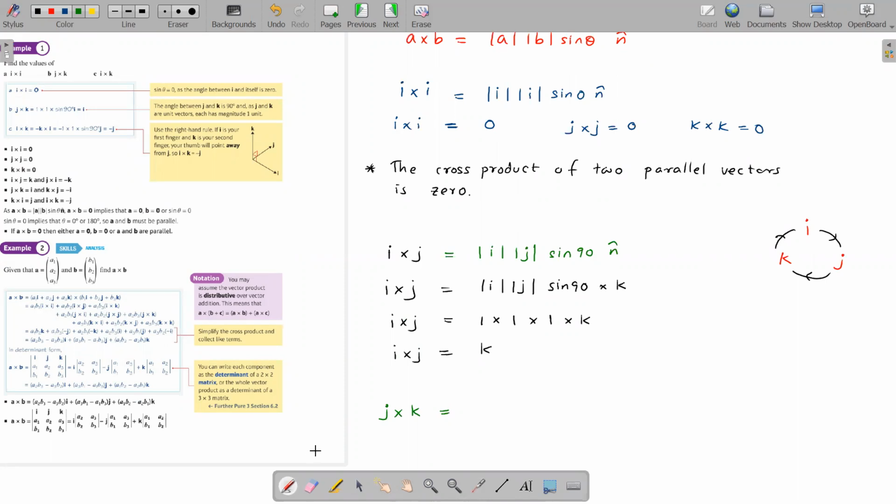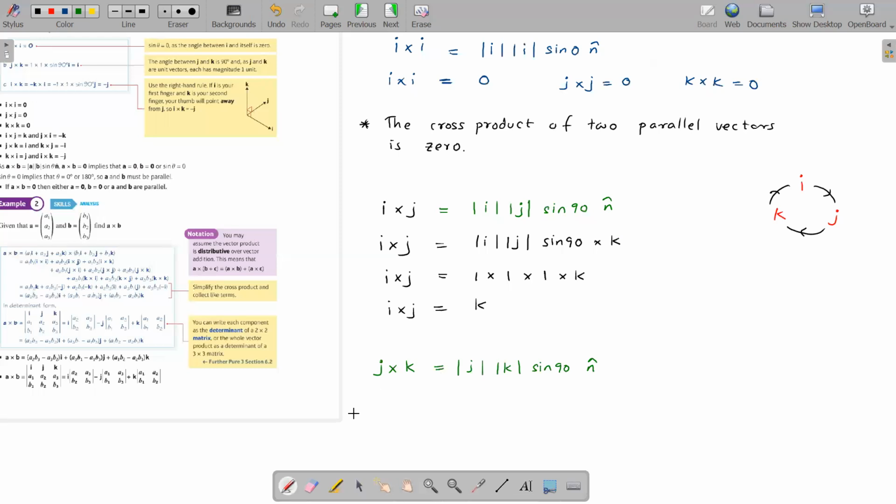So j cross k is modulus j into modulus k into sine. Once again, what's the angle between j and k? 90 degrees, because j and k are two perpendicular vectors, right? n hat should be a vector which is perpendicular to both j and k. Okay, so then what do we get here? Modulus j is 1, modulus k is 1, because they are both unit vectors in the y-axis and the z-axis, sine 90 is 1, n hat.